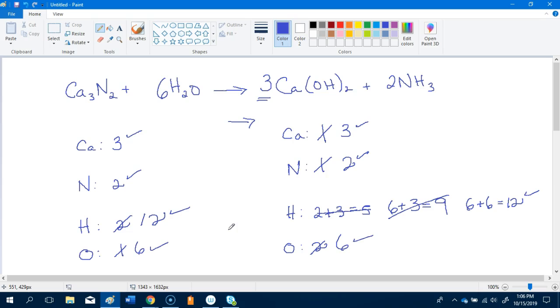I hope me working through this has helped you to understand this problem a little bit better. We did have to parse apart our polyatomic ion here because it only occurred on one side. If it did occur on both sides, then you could keep that polyatomic ion together when you balanced.